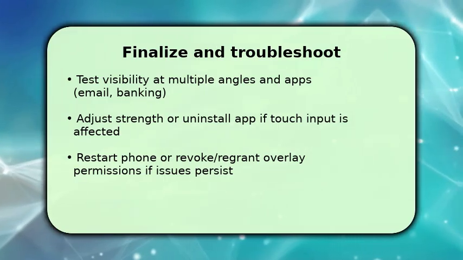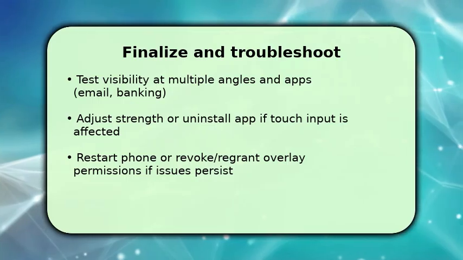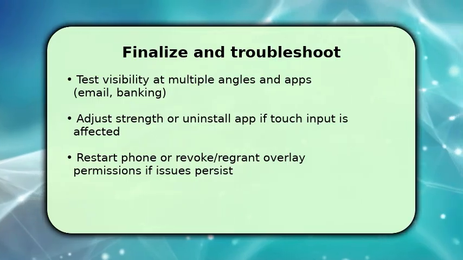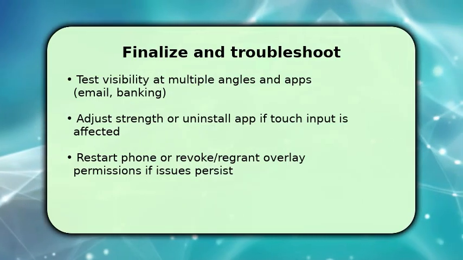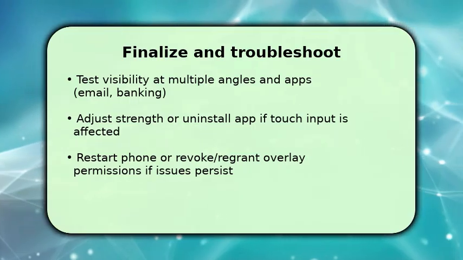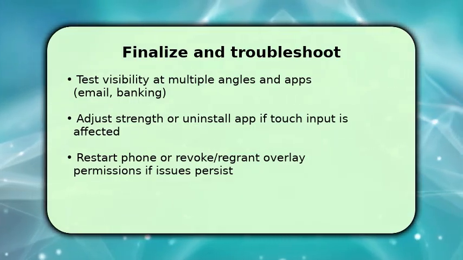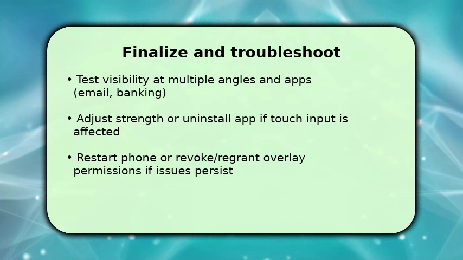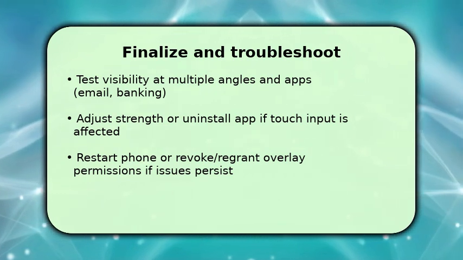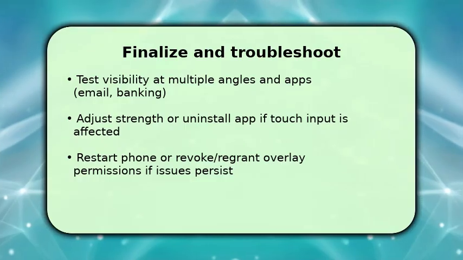Overlays sometimes intercept touches. If the filter disappears or behaves oddly, restart the phone, revoke and then regrant overlay permission, or uninstall and reinstall the app. One tip: if colors shift significantly, lower intensity rather than keeping it at maximum to preserve accuracy.